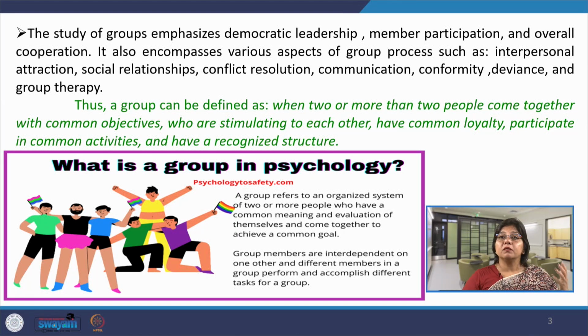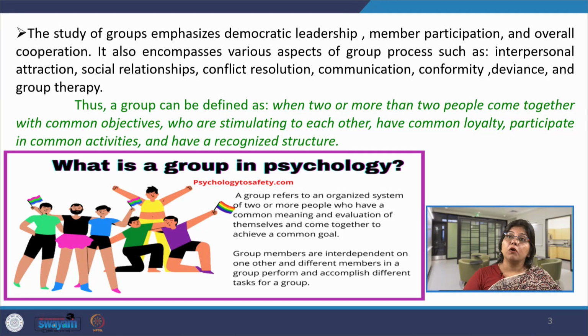It encompasses various group processes such as interpersonal attraction, social relationships, conflict resolution, communication, conformity, deviance and group therapy. Now, group therapy is a very novel term that we come across on this slide: people who have psychological problems tend to share their problems with the group, and when there is interaction in sharing problems, people find solutions to their problems personally. This becomes therapeutic to one individual or the other members of the group.